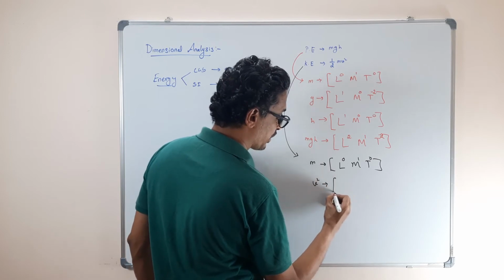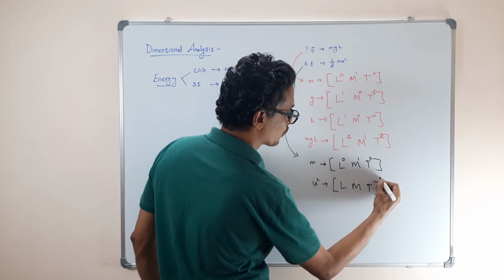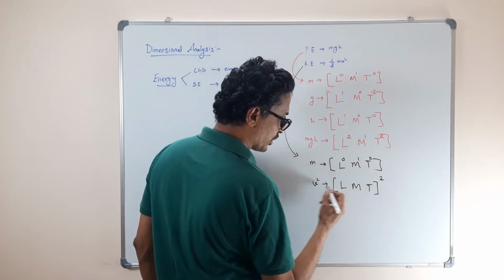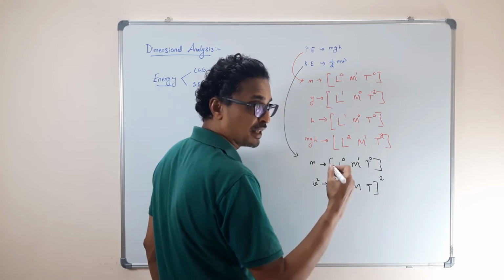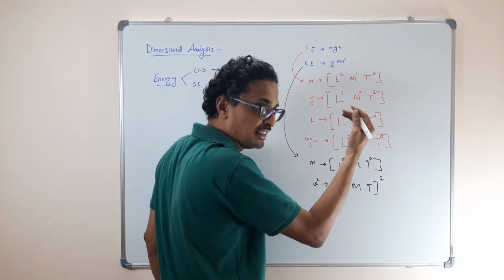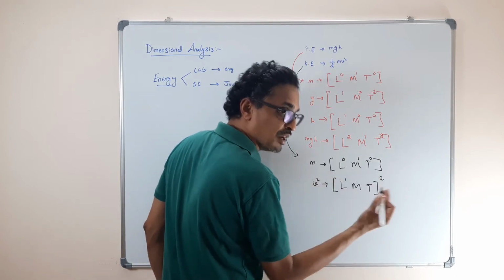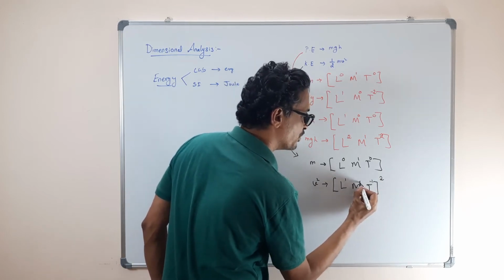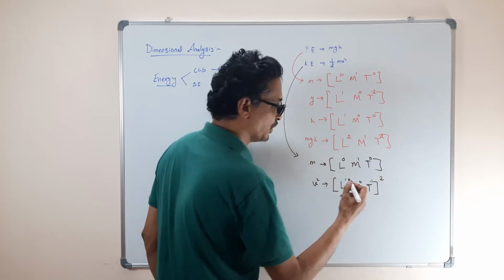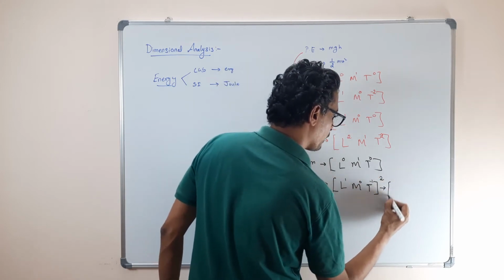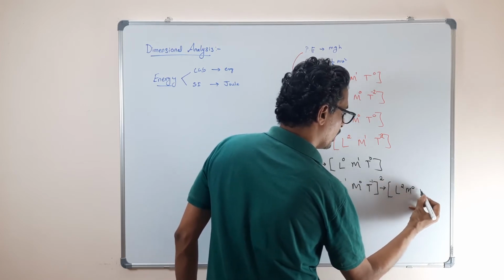So first I have to write it as LMT. What is the velocity, and then the square here, correct? So what is the unit dimension of velocity? Displacement by time. So it's basically length by time, correct? So length will be 1, time will be minus 1, mass will be 0. Since the square is there, I have to take it inside, so that will be L2 M0 T power minus 2.